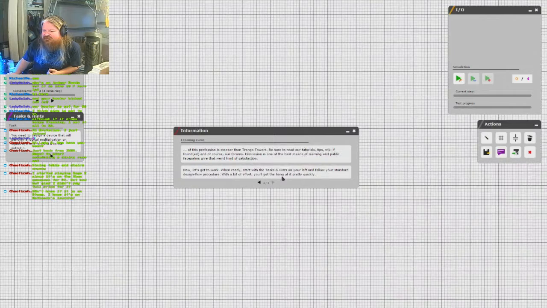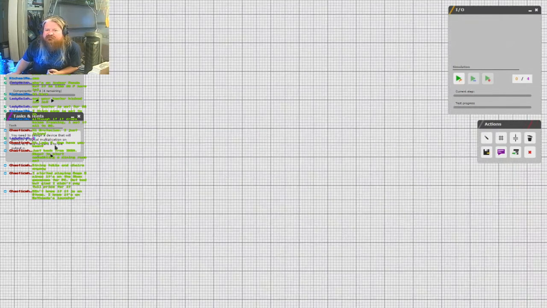When ready to start with the tasks and hints on your left, follow your standard design flow procedure. With a bit of effort, you'll get the hang of it pretty quickly. You need to design a device that will perform a logical multiplication on inputs A and B and forward it to the output O.